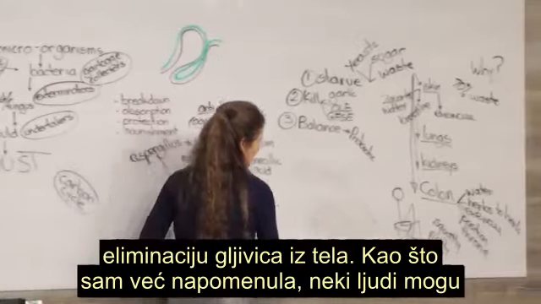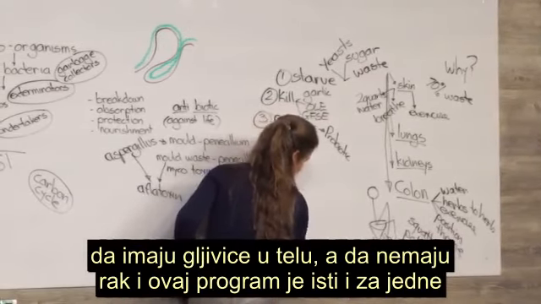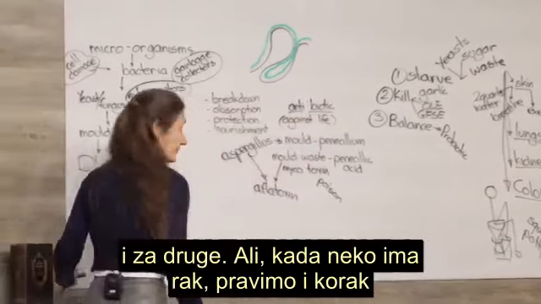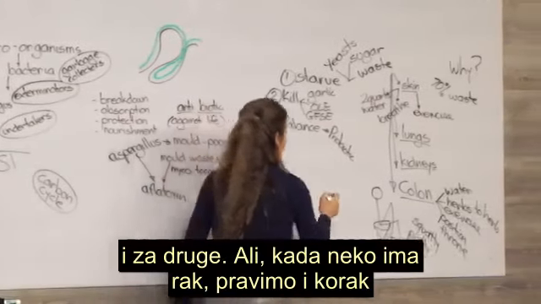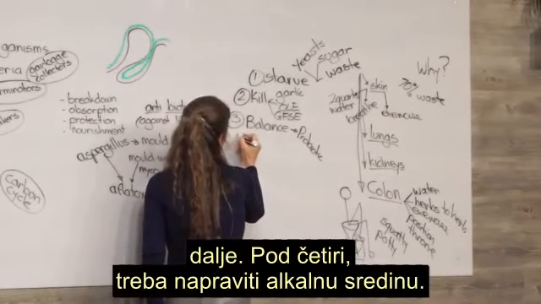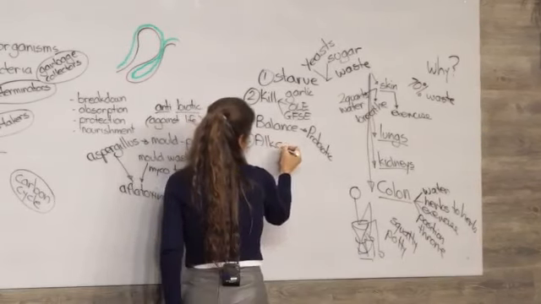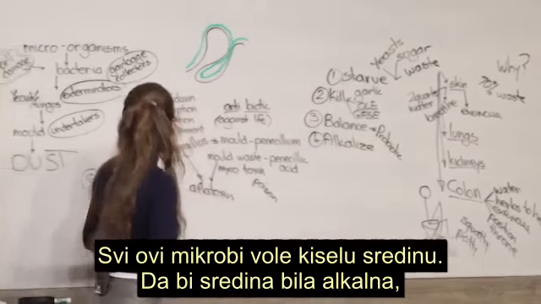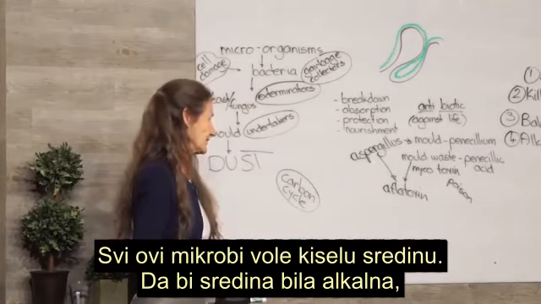Now, as I mentioned, some people can have yeast in the body and not have cancer. And this program is the same for both. But we go one step further when someone has cancer. Number 4, alkalize. So these microbes, they all love an acid environment.